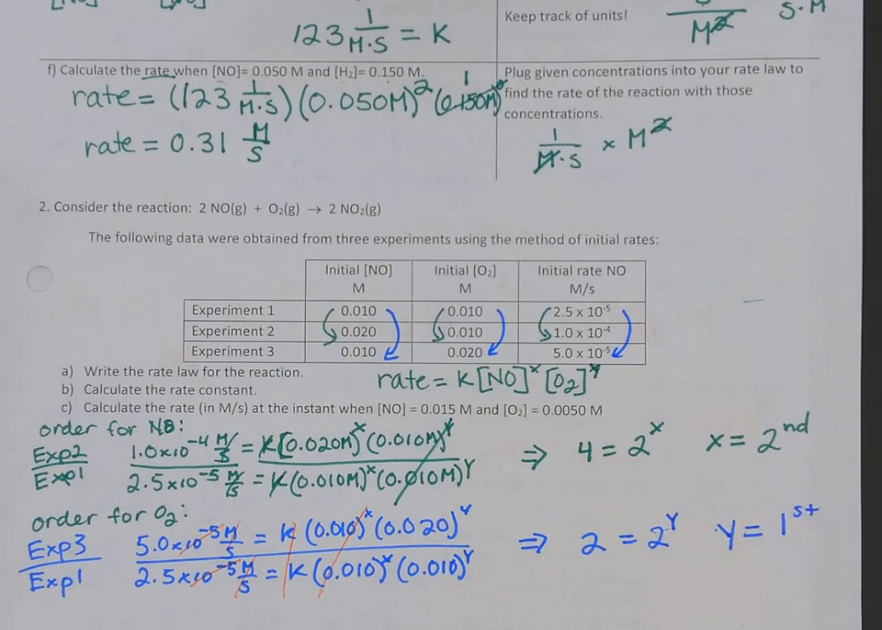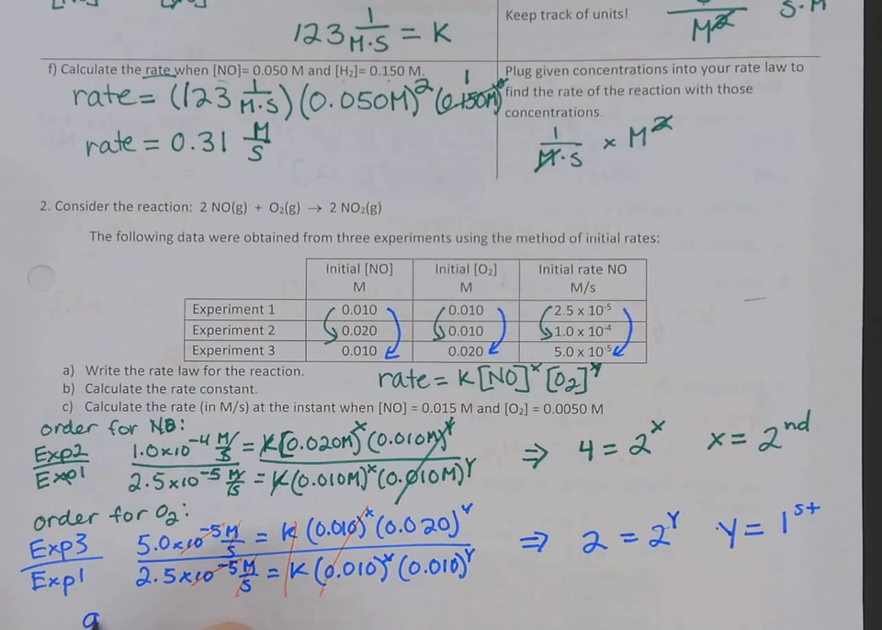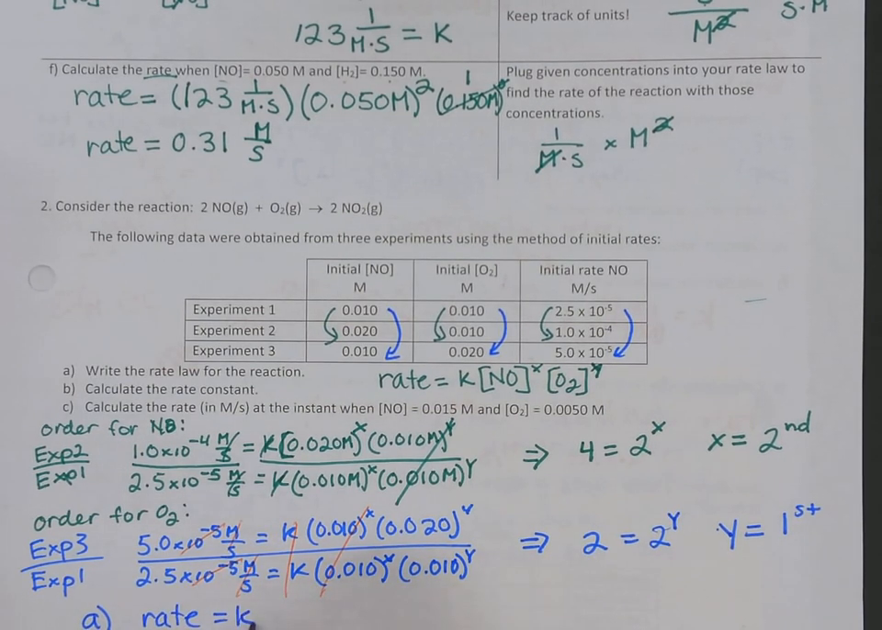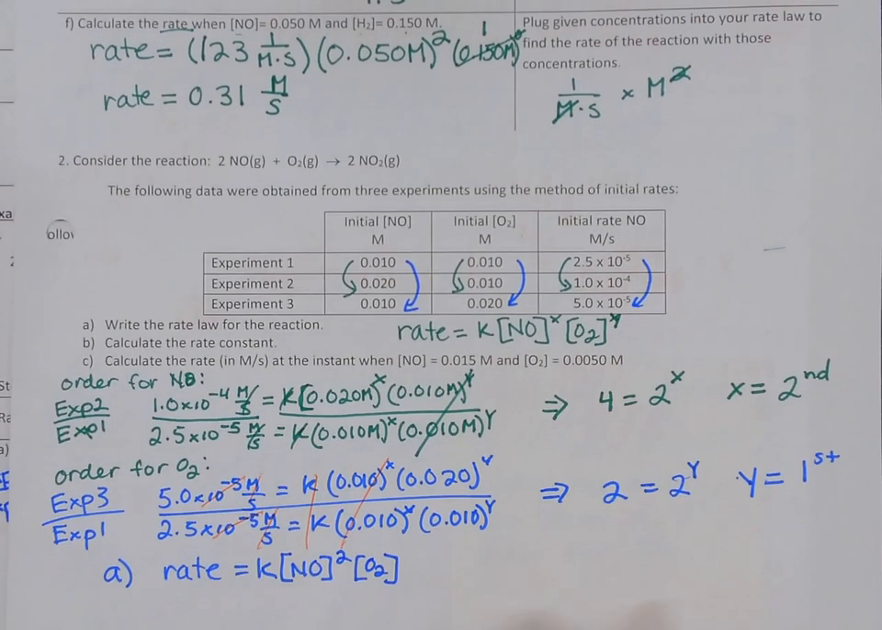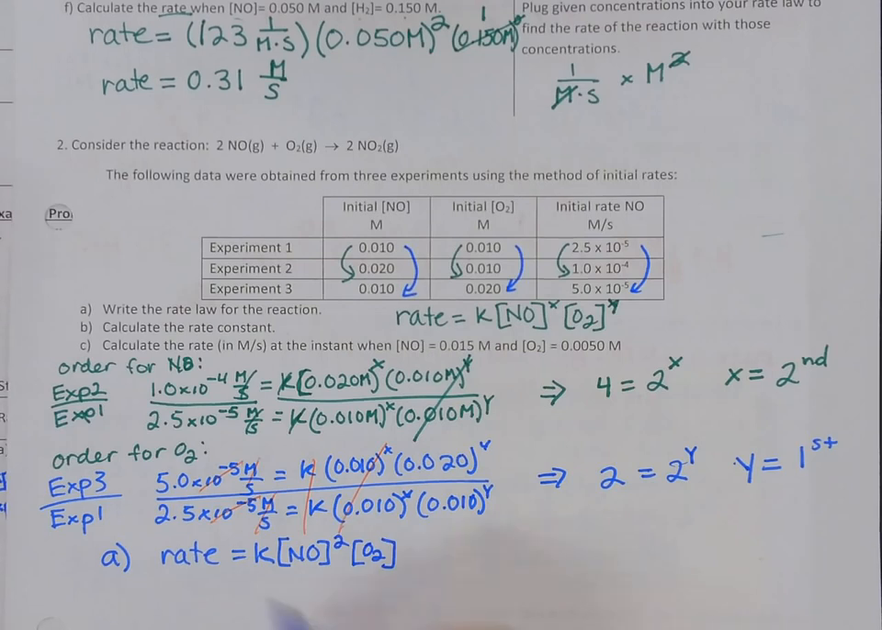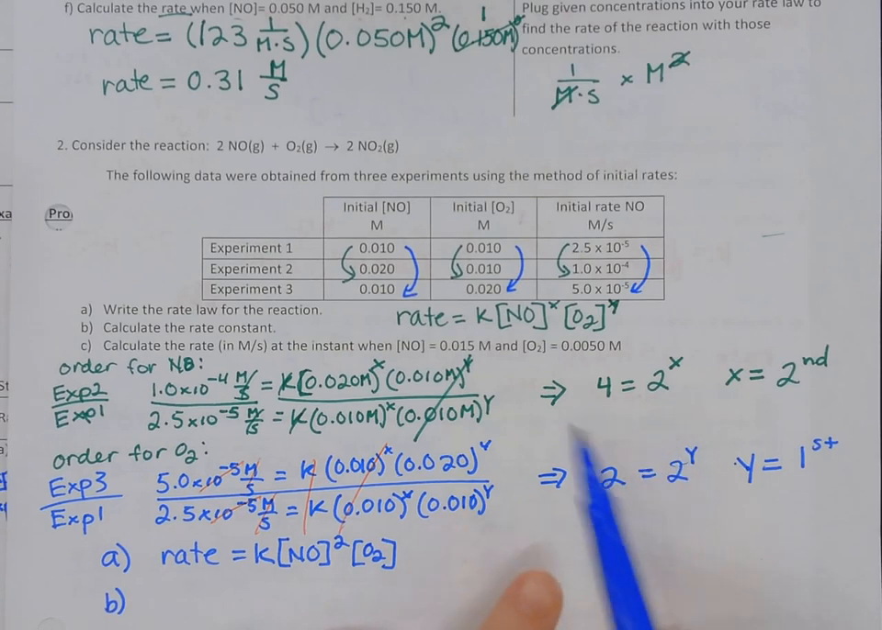So we got a second order and a first order. So really, to answer part A, my rate law is rate equals k times NO to the second and O2 to the first. You don't typically write the 1, you leave that off. Part B. Now we want to find our rate constant k.